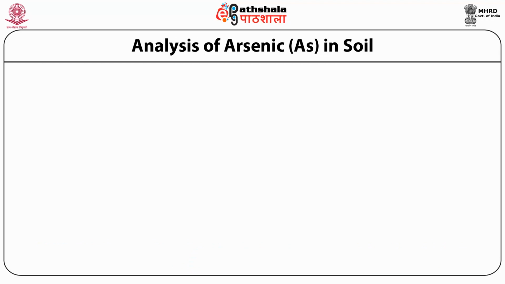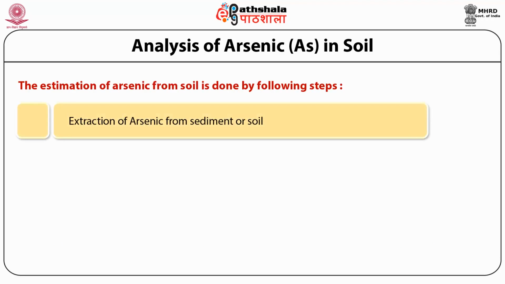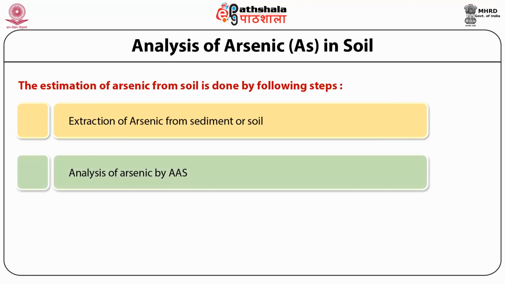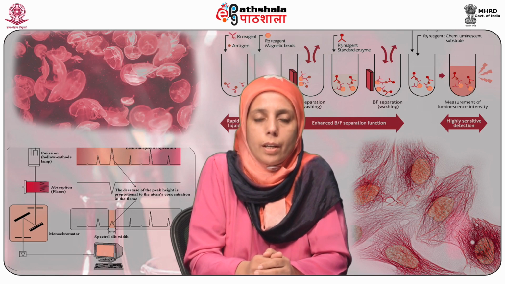Since arsenic is also present in soil, estimation of arsenic in soil is also done. This is done by extraction of arsenic from sediment, followed by analysis of arsenic by atomic absorption spectroscopy. So if you want to analyze arsenic in soil, two steps have to be followed. First, you need to extract the arsenic from the sediment or soil, and then the extracted material is analyzed for arsenic. Extraction of arsenic from sediment or soil.